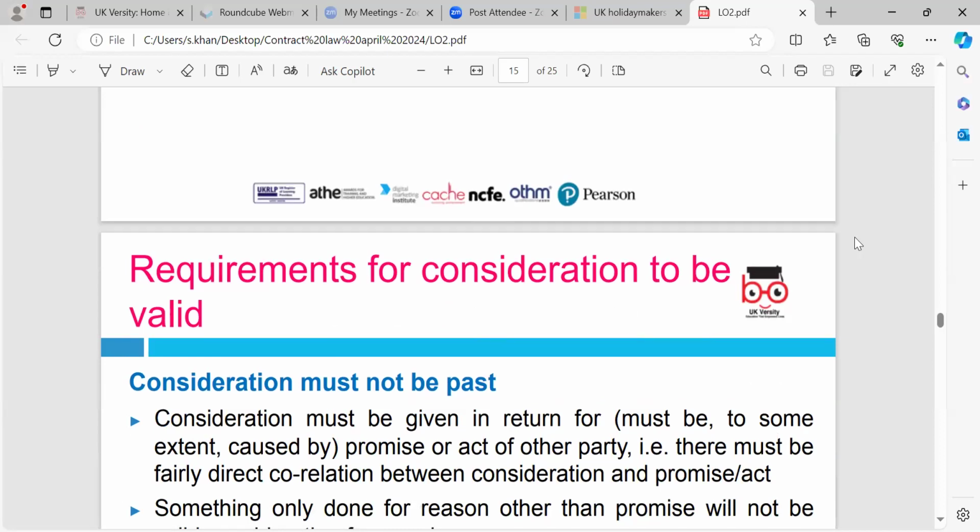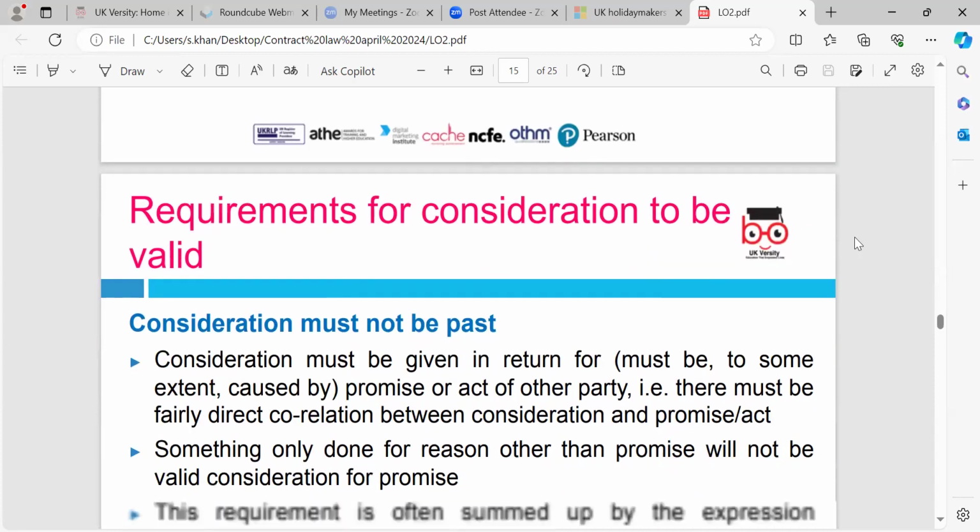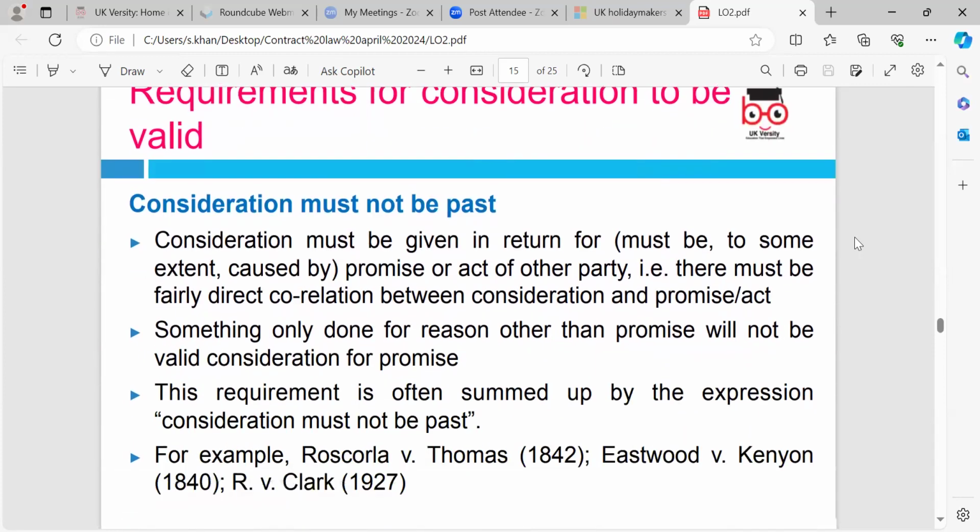In common law, a promise is not, as a general rule, a binding contract unless it is supported by consideration. Requirements for consideration to be valid: consideration must not be in the past. Consideration must be given in return for, and must be to some extent caused by, the promise or act of the other party.